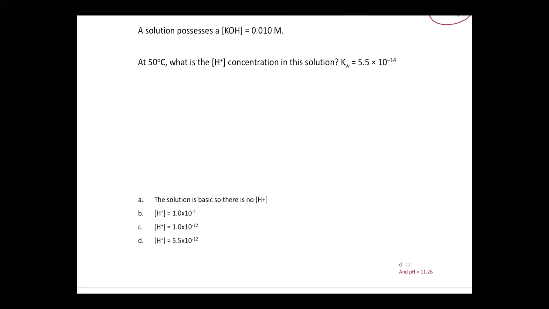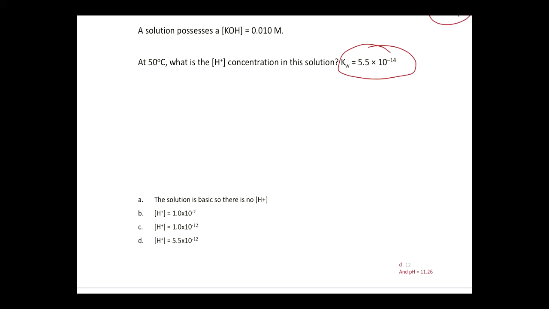Okay, so we have a solution that has a KOH concentration of 0.01 molarity. What is the H plus concentration of this solution, but not at 25 degrees, at 50 degrees Celsius? So here I tell you the Kw of 50 degrees Celsius is a different number. It's not 1 times 10 to the negative 14, it's 1.1. Or sorry, it's 5.5 times 10 to the negative 14.